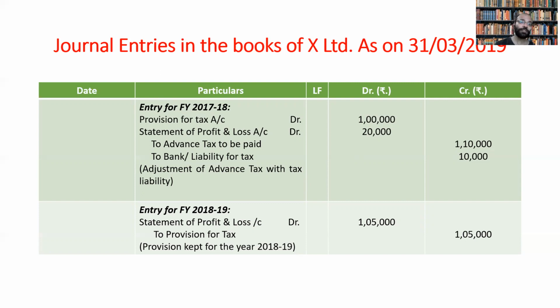So that treatment will be shown here. There is a narration: being adjustment of advance tax with the tax liability. And what is the journal entry here? The journal entry we have already learned in the theory section, so please repeat and learn it over here. First, provision for tax account debit, statement of profit and loss account debit.